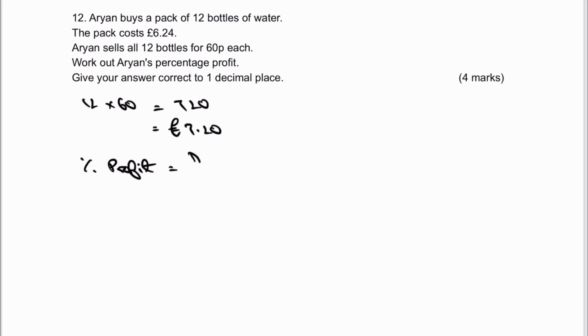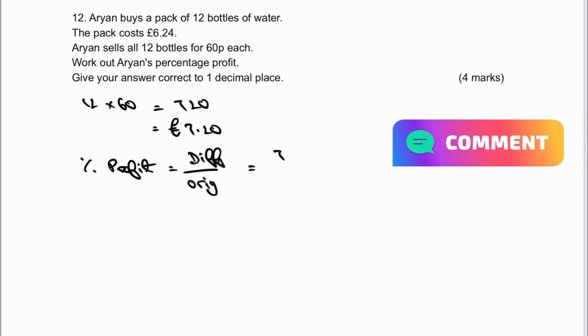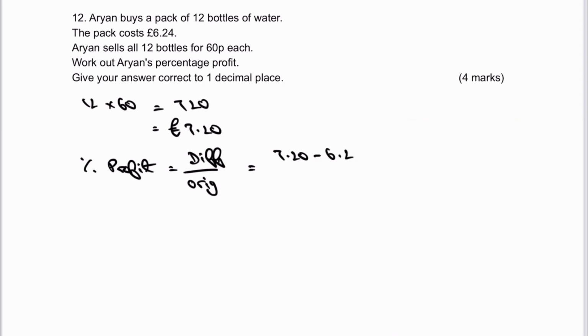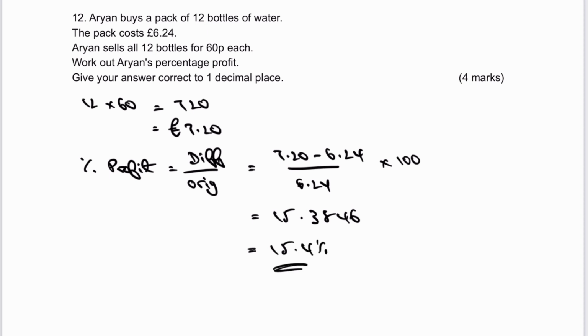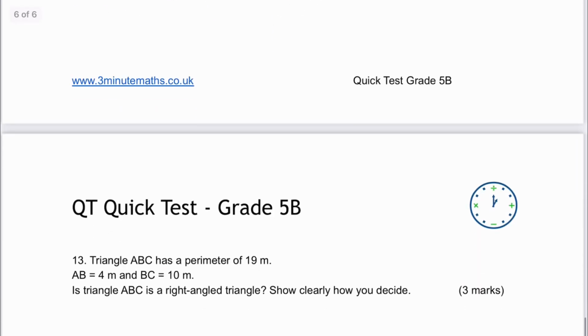Okay, so to work out the percentage profit, it is going to be the difference divided by the original. The difference is going to be the difference in sales price from the buying price, so it's £7.20 take away £6.24. The original is £6.24, and it's multiplied by 100 to make it a percentage. So therefore you should get 15.3846, which is, to one decimal place, 15.4% profit, which is presumably not too bad for selling water. I don't really know.